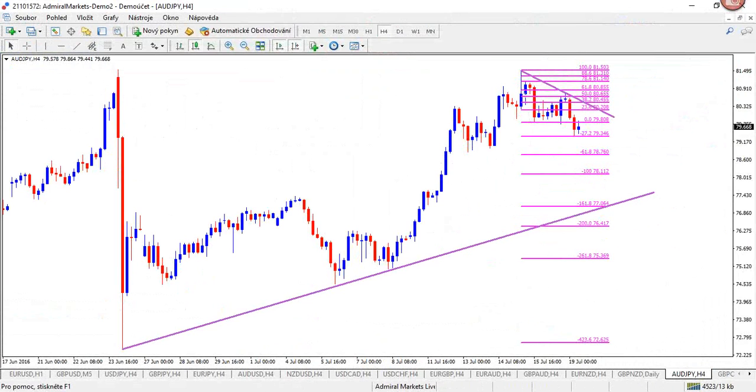All right, so we already discussed the Aussie yen, we discussed the Aussie, Euro yen, pound, and euro. Now there were some others I wanted to take a look at.